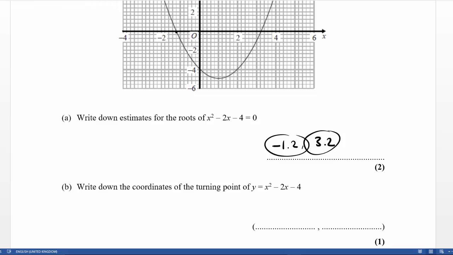Right, now they want us to write down the coordinates of the turning point of y equals x squared minus 2x minus 4. The turning point is going to be here. Okay, so our x coordinate is going to be 1, and our y coordinate is minus 5. 3 very simple marks that you can obtain from answering this question correctly.